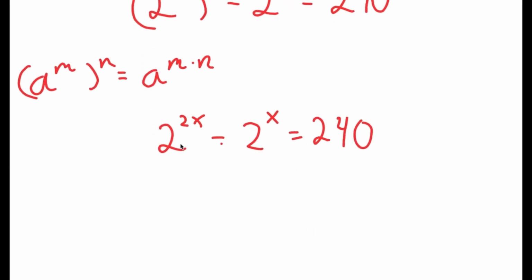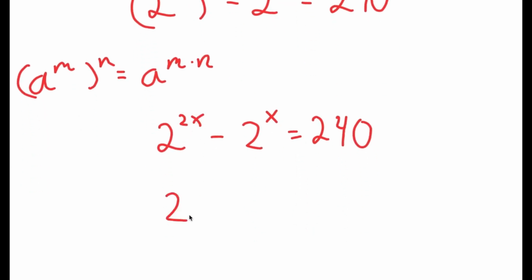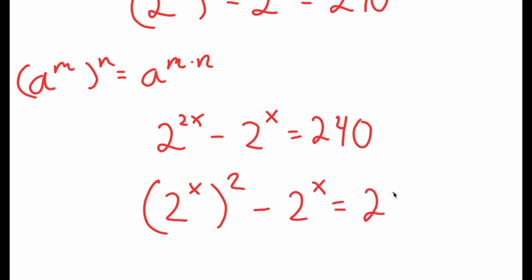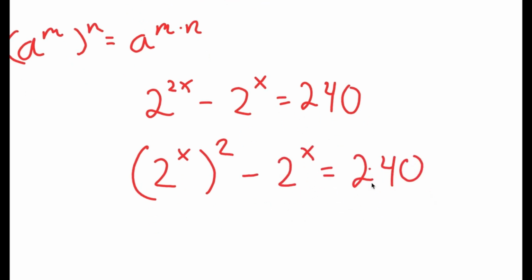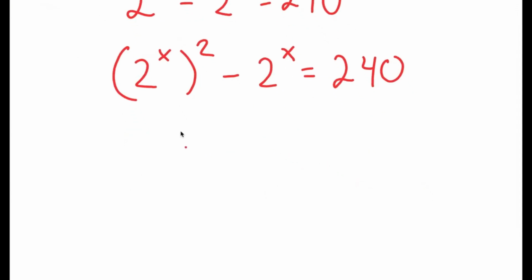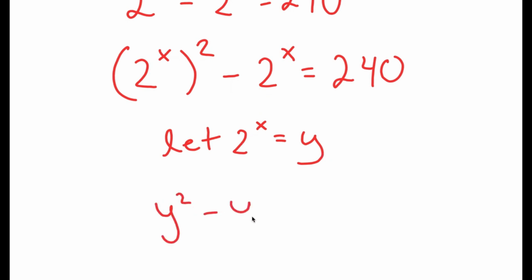And now I can rewrite 2 to the power of 2x as 2 to the power of x to the power of 2. So I get 2 to the power of x to the power of 2 minus 2 to the power of x is equal to 240. Now from here, I'm going to let 2 to the power of x equal to the variable y.